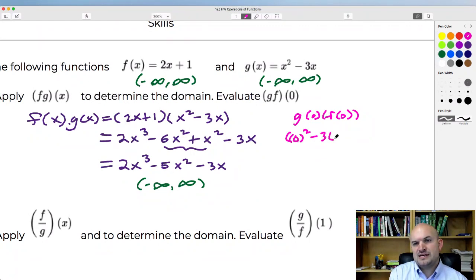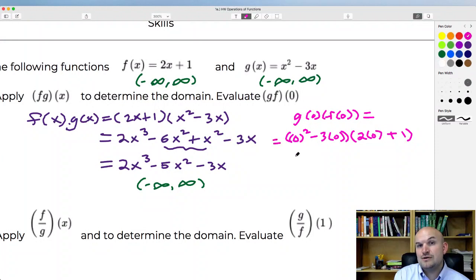0 squared minus 3 times 0. And then if you just notice, this is 0, right? 0 times anything, I'll just write it out still, but 0 times anything is going to be 0. So therefore, g of 0 times f of 0 is just equal to 0. Okay, so that's not always the case, and you'll see that not always it's going to be 1, or whatever you're evaluating for, but in this case, it's just equal to 0.